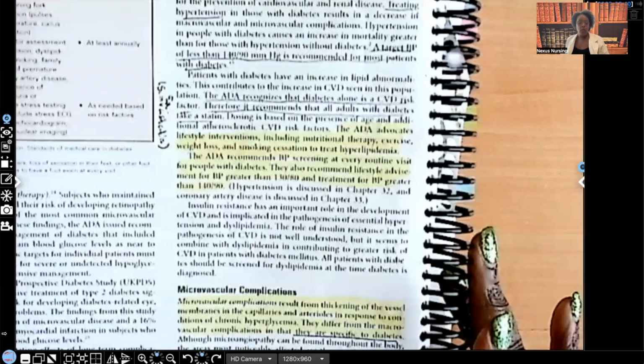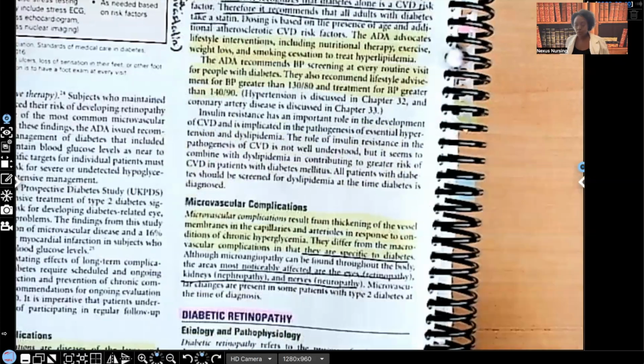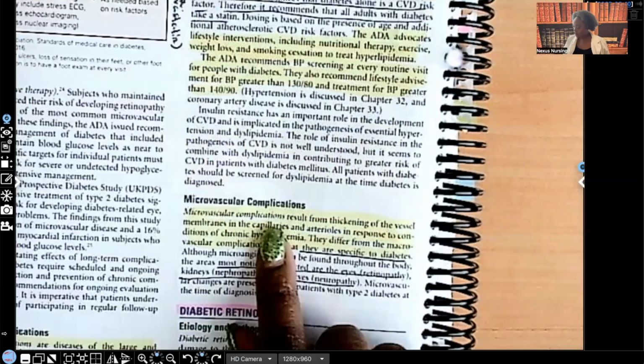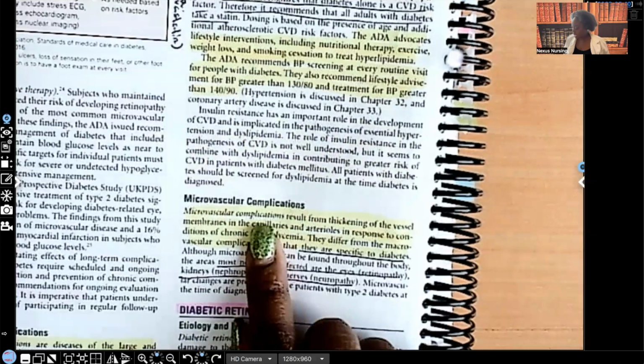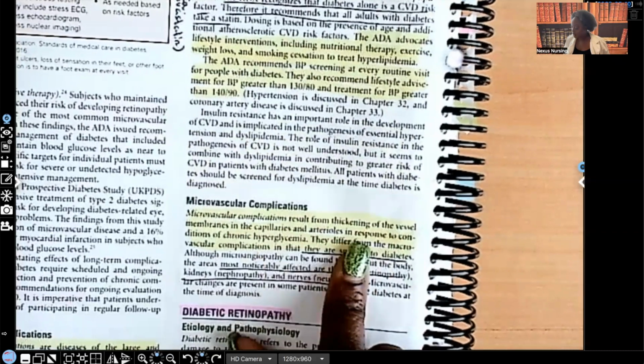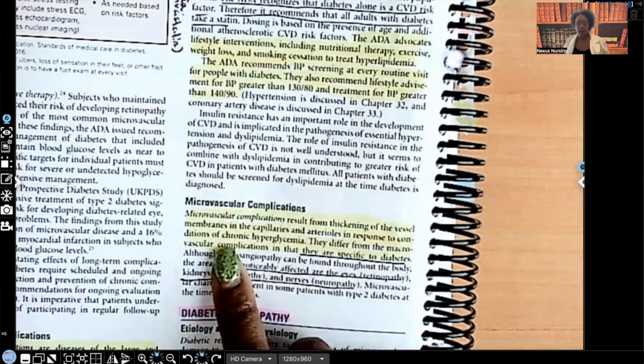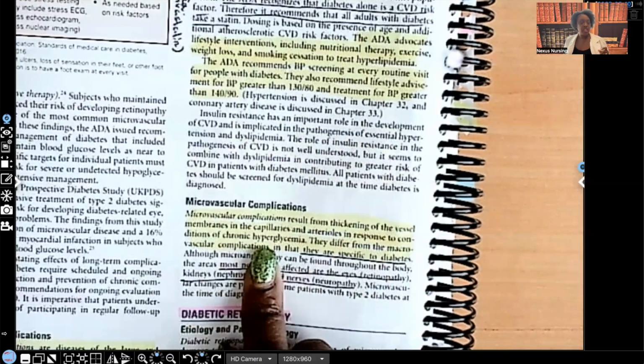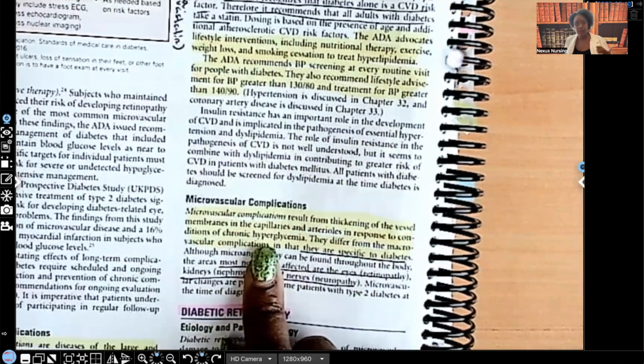Now let's talk about small, microvascular complications. Microvascular complications result from thickening of the vessel membranes in the capillaries and arterioles in response to conditions of chronic hyperglycemia. That sugar in the blood makes the blood so thick. Guess what? The thicker that blood gets, the more force is going to be pushing against the vessels because it's trying to get through those vessels. What is hypertension? The force exerted against the vessels? Duh, it makes sense, guys.